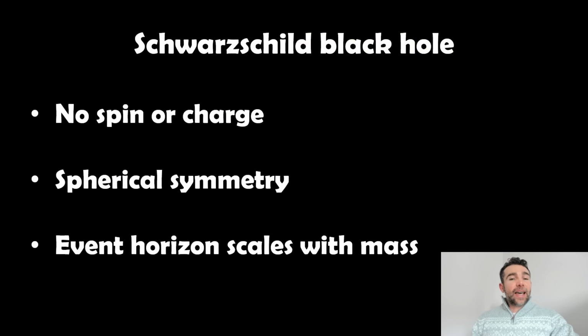Most likely, they're not the most realistic one in the natural world, but still, a Schwarzschild black hole has no spin, no charge. It is spherically symmetric, and the event horizon will scale with mass. So if we increase the mass, the event horizon also increases as a direct result of that as well, which kind of makes sense, I suppose.